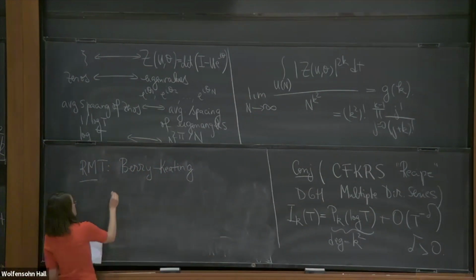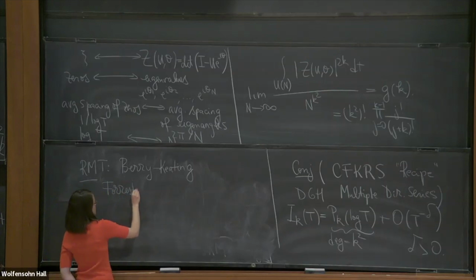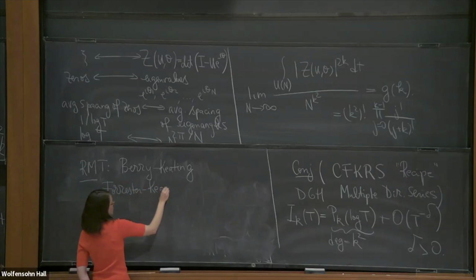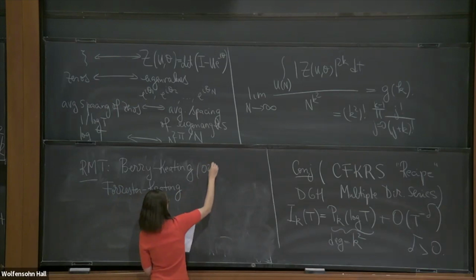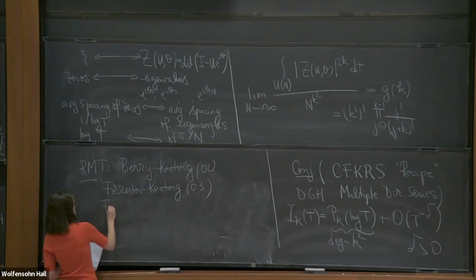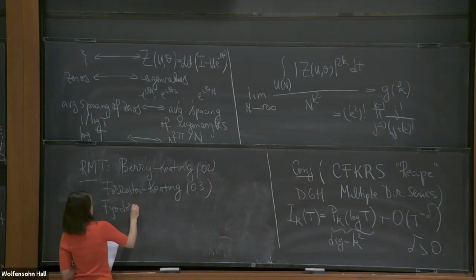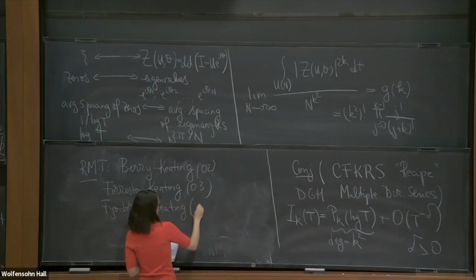And later, so the work of Berry and Keating was for negative moments of unitary matrices. There was later work of Forrester and Keating, from 2002, 2003. So Forrester and Keating looked at circular beta ensembles for all beta. And there was also work of Fyodorov and Keating for the GOE ensemble.